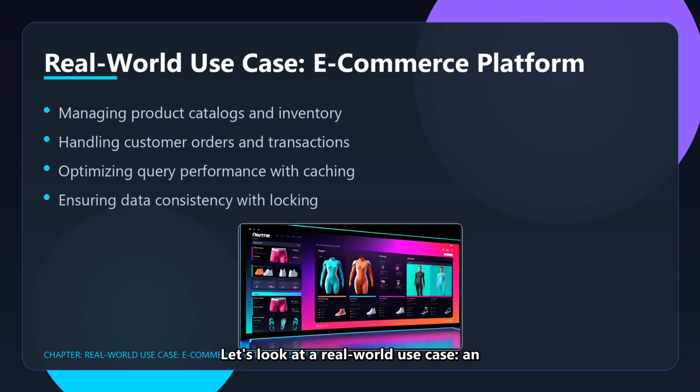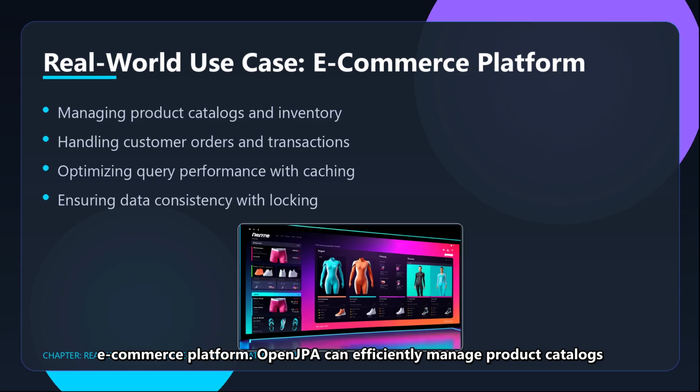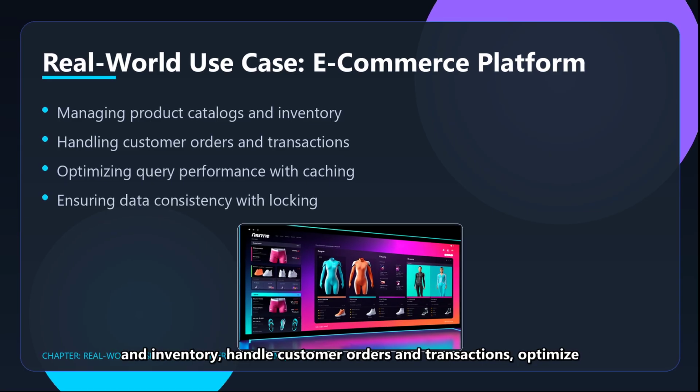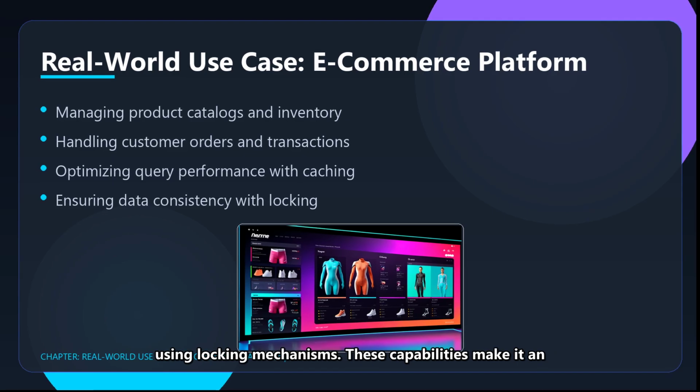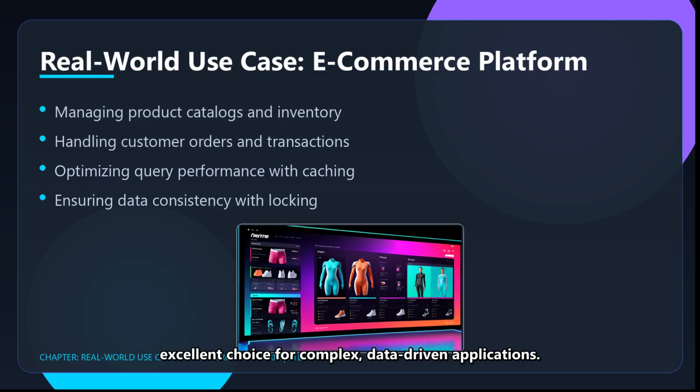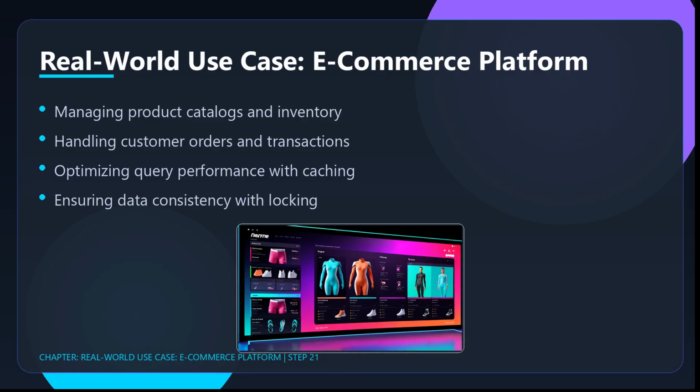Let's look at a real-world use case, an e-commerce platform. OpenJPA can efficiently manage product catalogs and inventory, handle customer orders and transactions, optimize query performance through caching, and ensure data consistency using locking mechanisms. These capabilities make it an excellent choice for complex, data-driven applications.